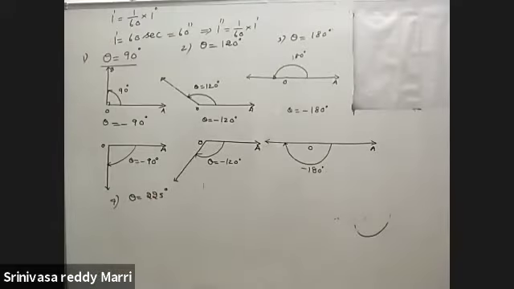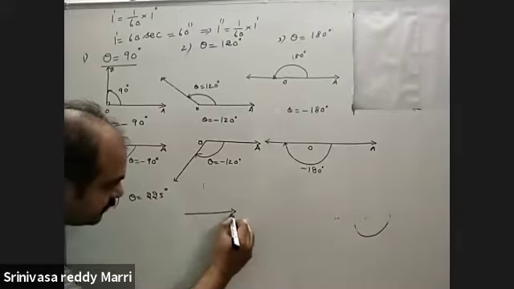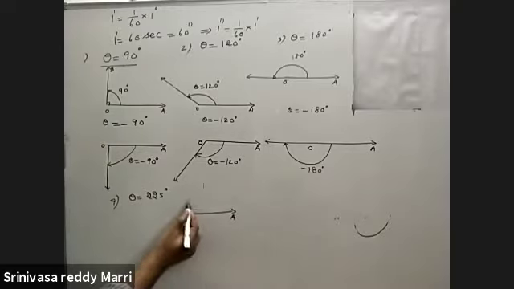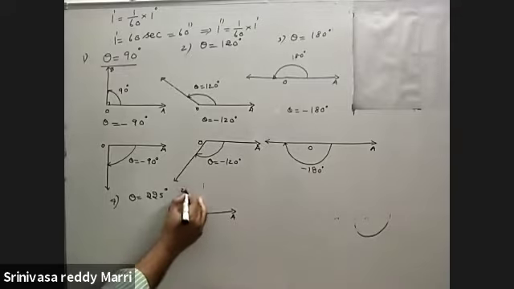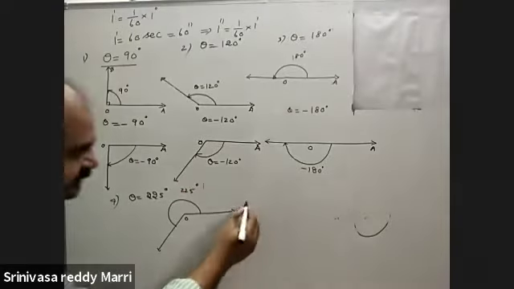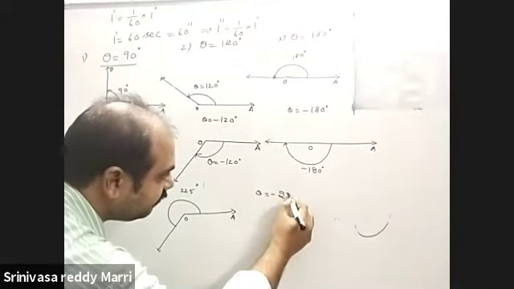Suppose theta equals 225 degree. That means 180 plus 45. This is the initial ray. Now 180 means till here, a straight line 180, and then 45 like this. That means this angle is nothing but 225 degree.